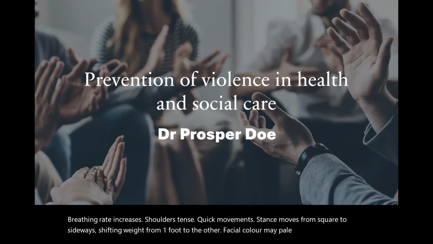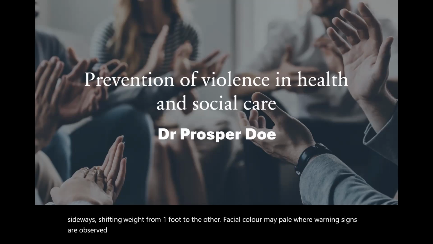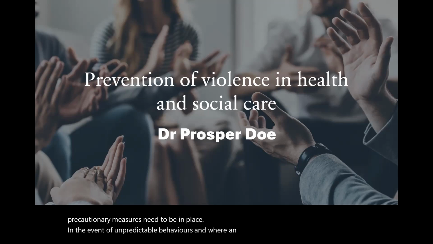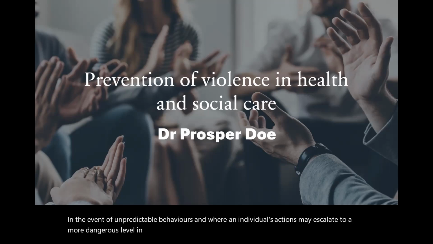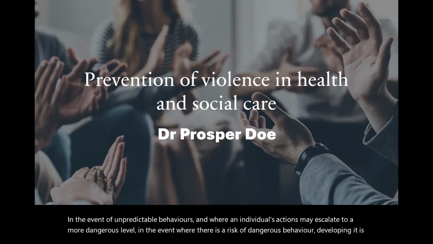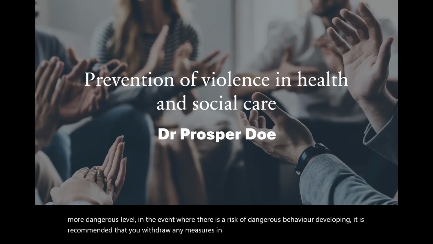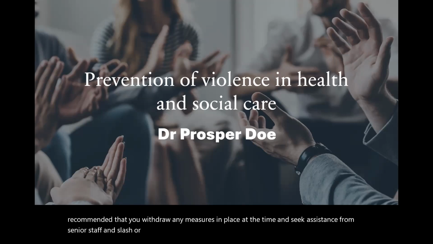Where warning signs are observed, it may still be possible to intervene and attempt to diffuse the situation. However, precautionary measures need to be in place in the event of unpredictable behaviors and where an individual's actions may escalate to a more dangerous level. In the event where there is a risk of dangerous behavior developing, it is recommended that you withdraw any measures in place at the time and seek assistance from senior staff and/or security staff and in extreme circumstances, the police.